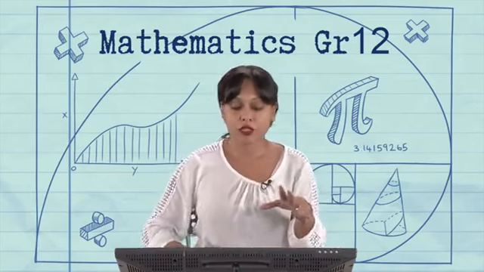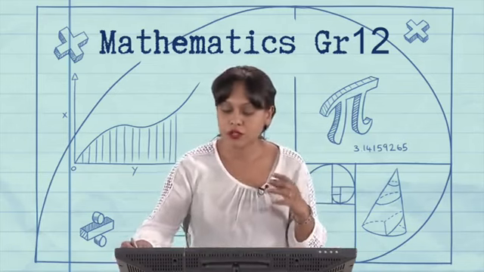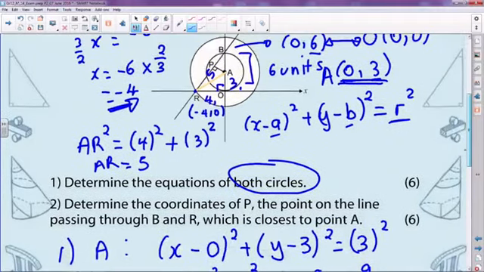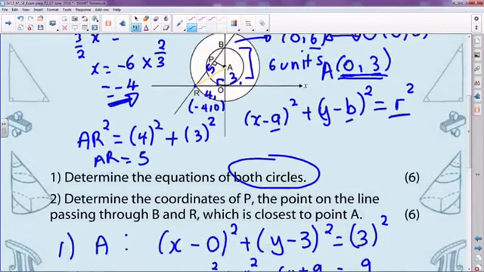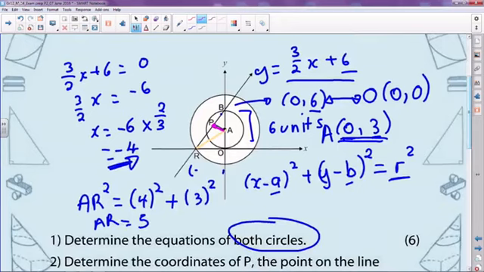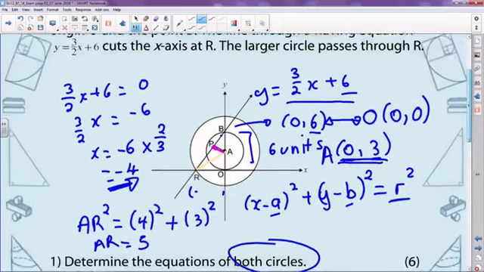Now the next question then asks you to determine the coordinates of the point P. Now if you look at the diagram, you can see that P, and we're just going to erase some of the stuff we had there, you can see that P is the point that is closest to point A. Obviously, it's a perpendicular distance. And we also see that it's a point that lies on line R, the line passing through RB.